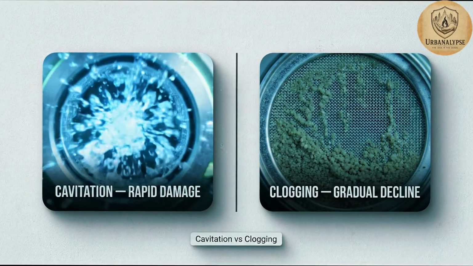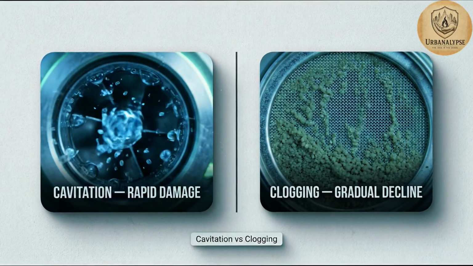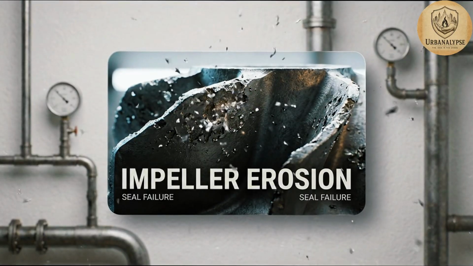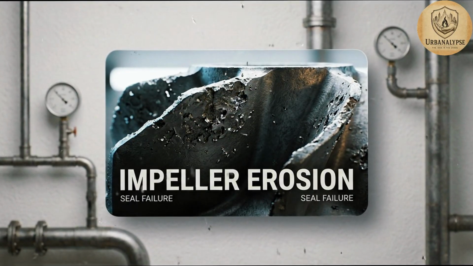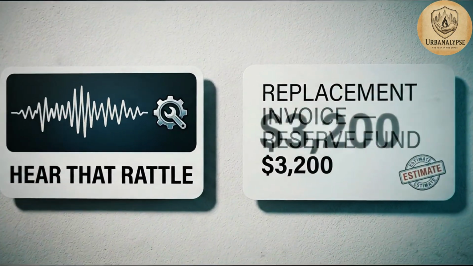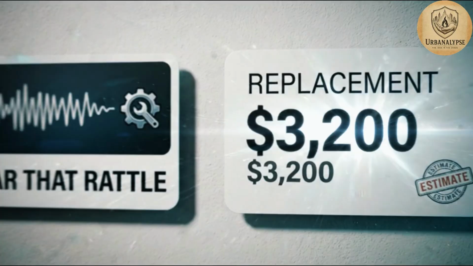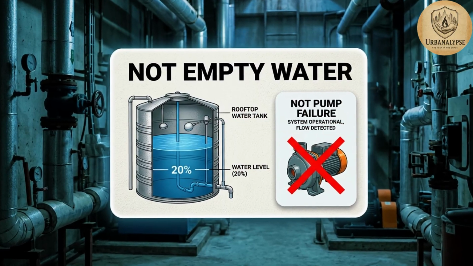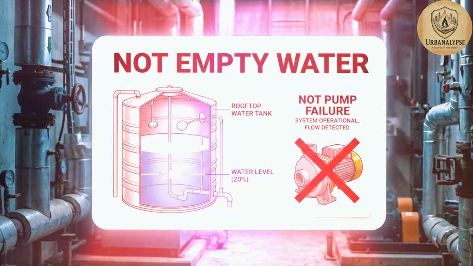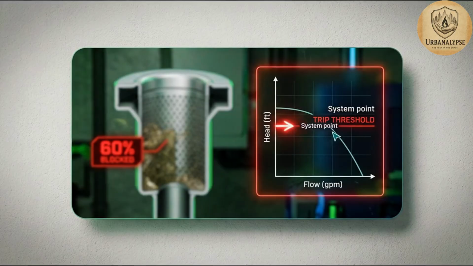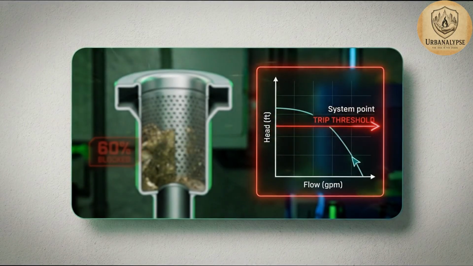Cavitation is harsher than clogging. A clog degrades flow gradually. Cavitation erodes impeller material and destroys seals within hours. Hear that rattle while pressure drops. Prepare in silence. The next replacement invoice comes from your reserve fund. The system stops not from empty water, not from pump failure, but because a strainer is 60% blocked and the head loss across that obstruction pushed the operating point past the trip threshold.